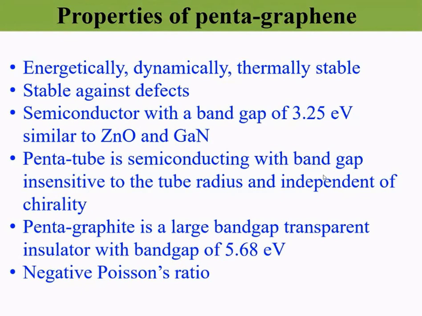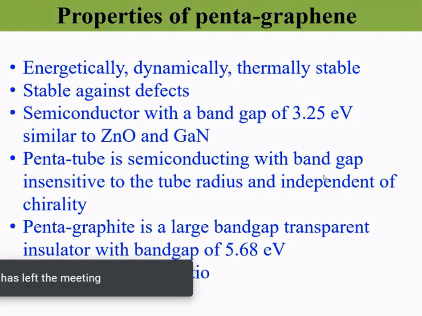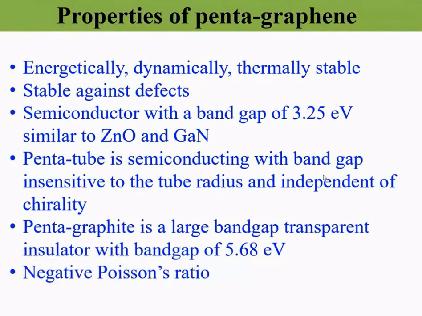The properties of this pentagraphene are very, very different from graphene. First of all, we confirm that it's energetically, dynamically, and thermally stable. If we introduce defects, it's also stable against all kinds of defects. It is a semiconductor, whereas graphene is a conductor. The semiconductor has a band gap of 3.25 electron volts, similar to zinc oxide or gallium nitride.